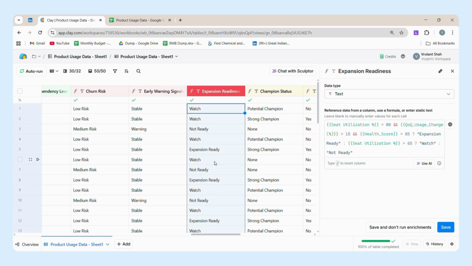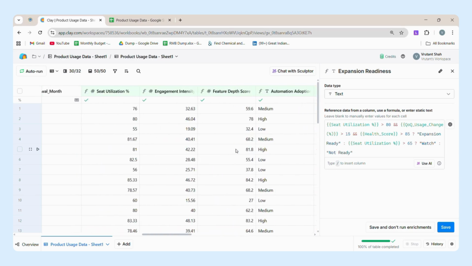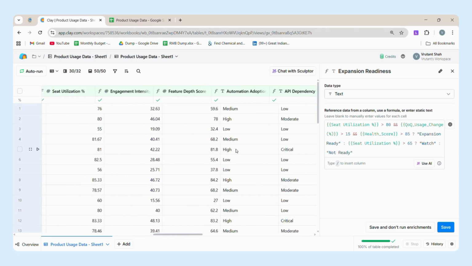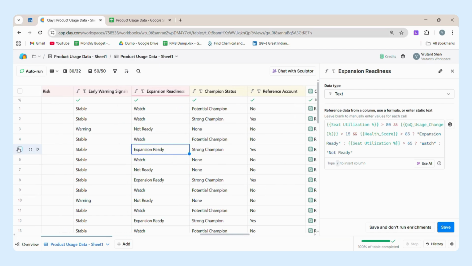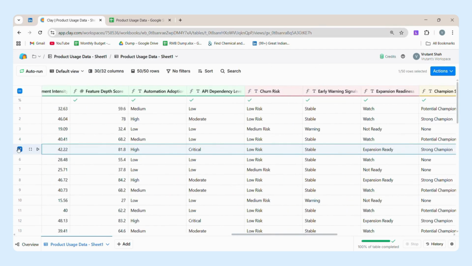And if they are expansion ready, as in wherein we see that they have 100% seat utilization, or might also be looking for more features, or are utilizing automation more than 50% or so, then we would want to upsell them to an upgraded plan, be it an enterprise plan or a growth plan.